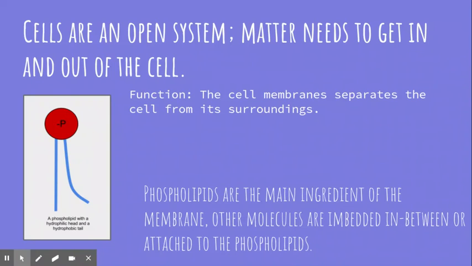So we have something called a cell membrane. A cell membrane is designed to separate the cell from the surroundings around it. Whether it's a liquid outside or it's a cell in your intestine, it's just a membrane that keeps all the organelles inside and protects it. For cell membranes, we're going to specifically talk about membranes being made out of phospholipids. Phospholipids are the main ingredient of the membrane molecules, and there are other molecules that are embedded and attached in between these, and we're going to look at that here.